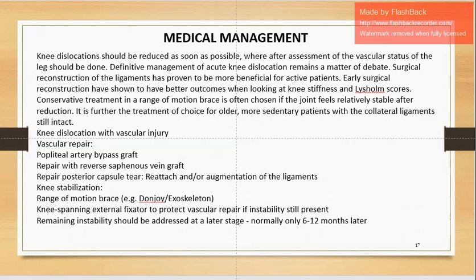Conservatively, a range of motion brace is often applied to give rest to the joint and to restrict the motions. Mainly we go for vascular repair, like the popliteal artery bypass graft repair with the reverse saphenous vein graft, and posterior capsule tear repair. Then the brace, like the Donjoy brace, that is the range of motion brace. A knee spanning external fixator protects the vascular repair if instability is still present. Remaining instability should be addressed at a later stage, normally 6 to 12 months later.